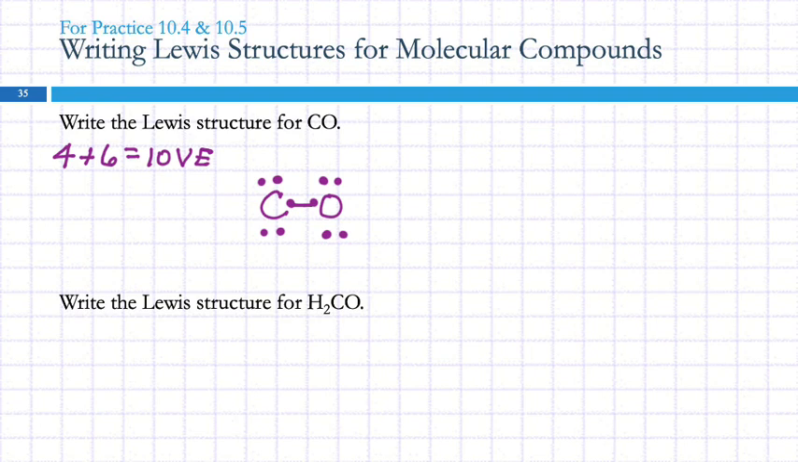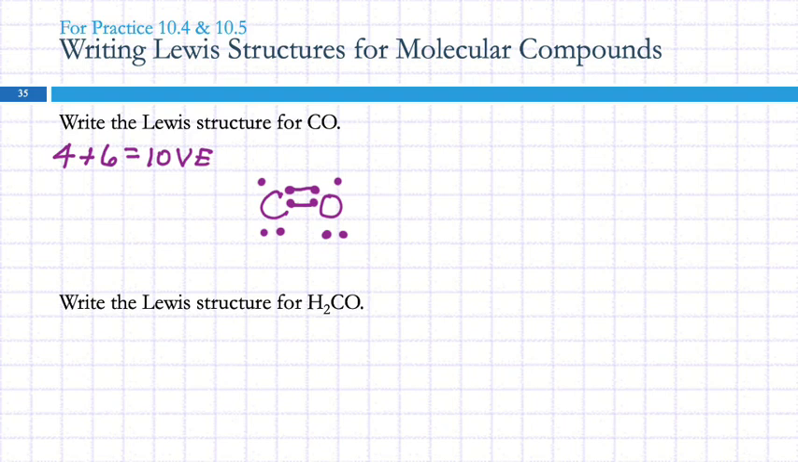So I'm going to move these guys. I'm going to move that one. I'm going to move this one. And then that can be a bond. So that gives us more. Now carbon has 2, 4, 6, 7. And oxygen also has 7. But we're still not at 8. So we need to do more sharing.